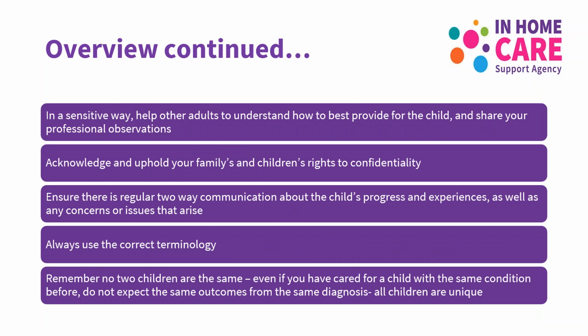In a sensitive way, help other adults to understand how to best provide for the child and share your professional observations. So don't forget you are a professional educator and you should use this with the families. Acknowledge and uphold your families and children's rights to confidentiality. Ensure there is regular two-way communication about the child's progress and experiences, as well as any concerns or issues that arise. Always use the correct terminology, and remember, no two children are the same.